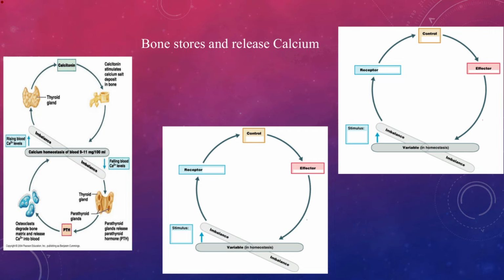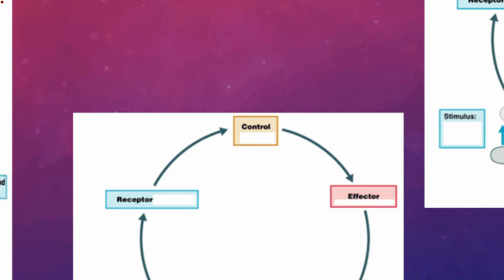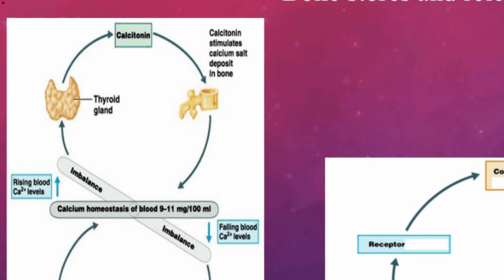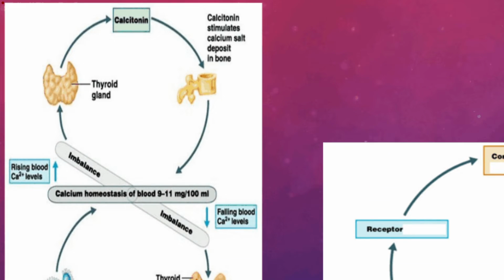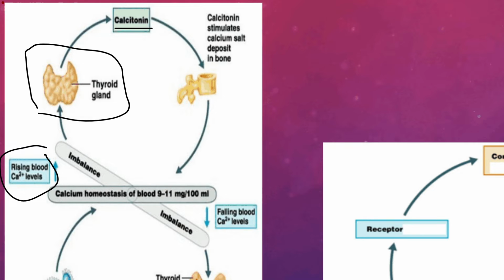Okay, so let's zoom in on this. We're going to do two separate flow charts, but this first one shows both of them together. So when we have an increase in blood calcium, let's say you have a milkshake and a cheeseburger, dairy products have calcium. So blood calcium is going to go up, right? Blood calcium goes up. The sensor or receptor for that is the thyroid gland. As a control, the thyroid releases a hormone called calcitonin.